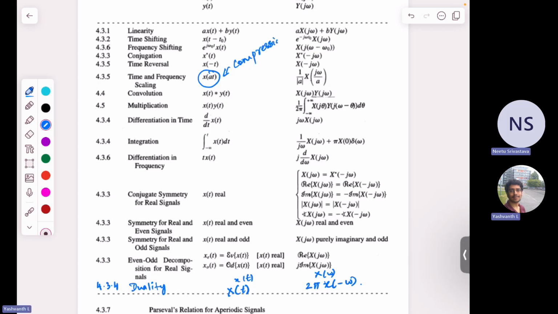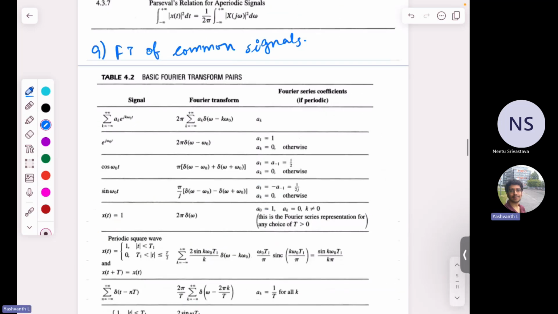Sir, is it compression or expansion? x of at is compression when a is greater than 1. Okay, when a is greater than 1, only then it is compression. Similarly, if a is greater than 1, this is expansion. Okay or not? Is it okay? Or you want me to explain? Sir, its value will be decreased in the frequency domain. Okay, let's take an example then.